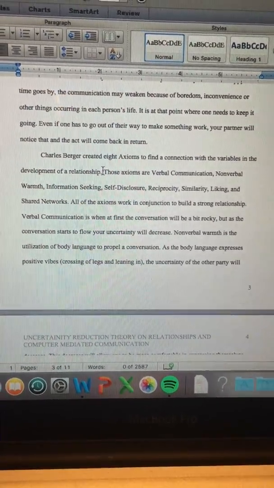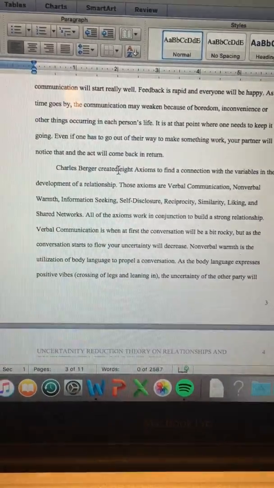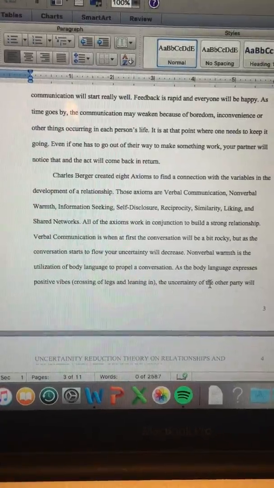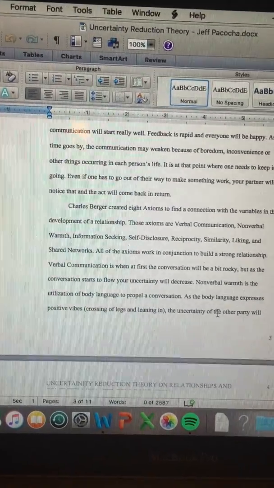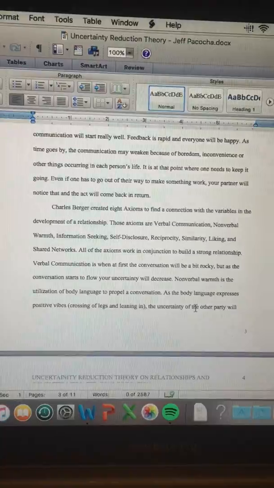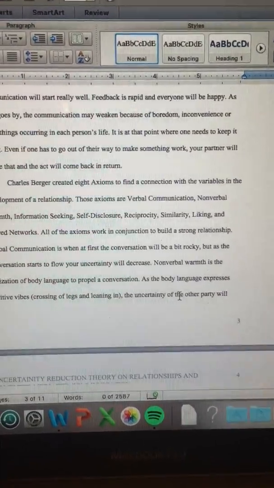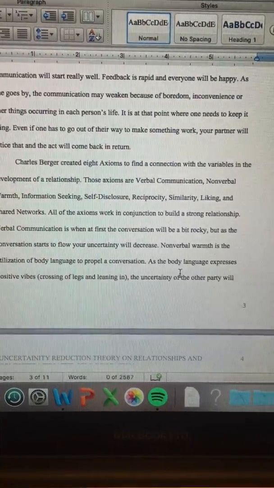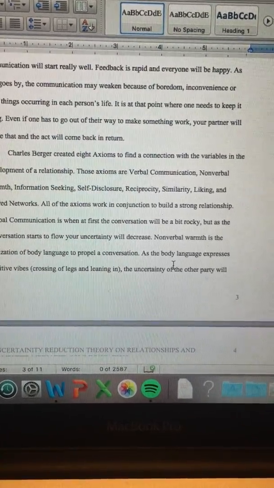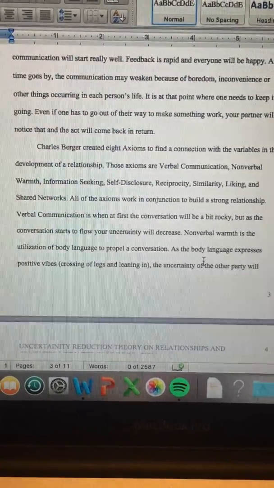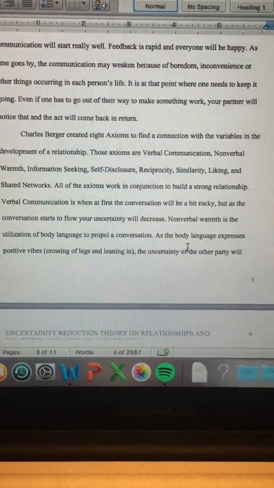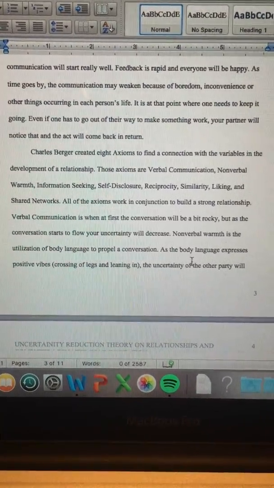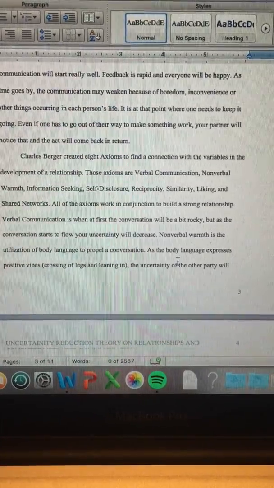And then going on to how uncertainty reduction went about, it was designed by Charles Berger, and he created these 8 axioms to find connections in the variables in developing these relationships, and those would be, as you can see right here, verbal communication, nonverbal warmth, information seeking, self-disclosure, reciprocity, similarity, liking, and shared networks. All these kind of go into the realm of uncertainty reduction theory, because all these can most definitely relate to when you're talking to somebody either online or maybe at a coffee shop or a bar.